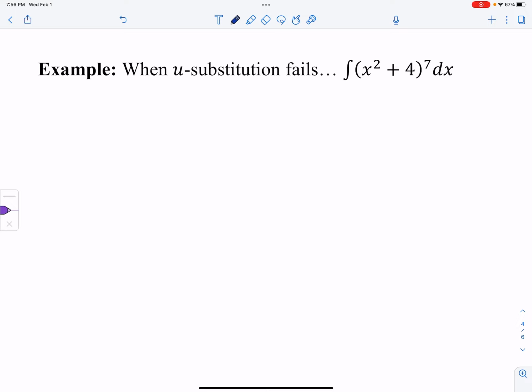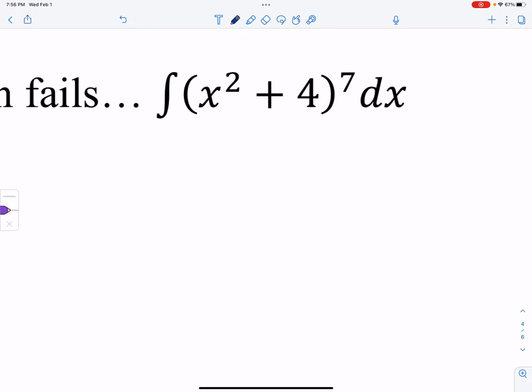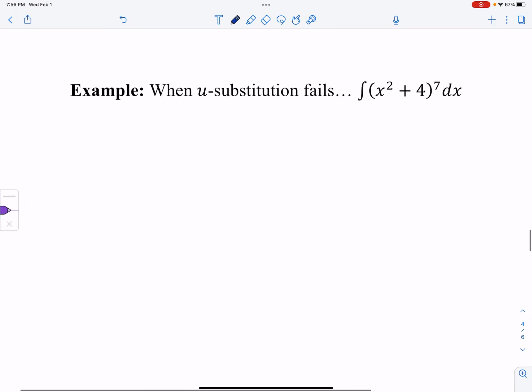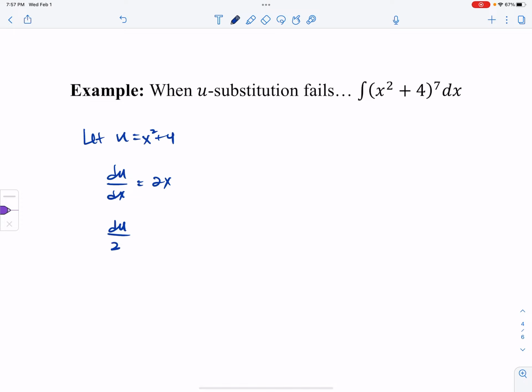So this is an example where the integral of x squared plus 4 to the 7th power. Now this is a polynomial function. In the way that it's written, it looks like you could potentially use a u substitution. We would want to let u equal x squared plus 4, but it's not going to work. Then du over dx is equal to 2x, and you try to solve for dx.